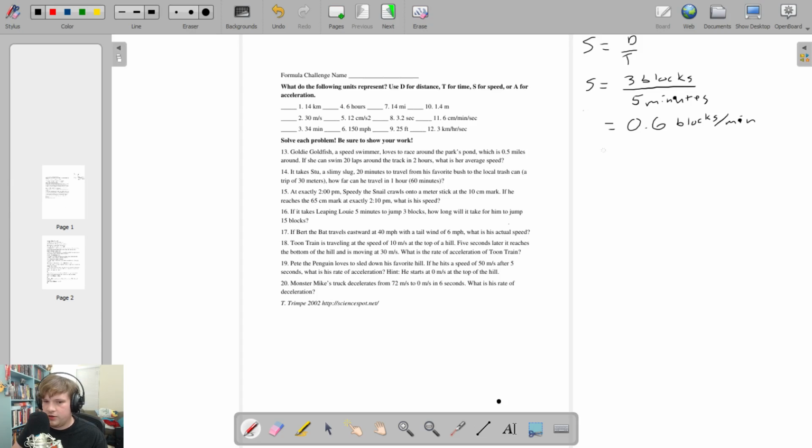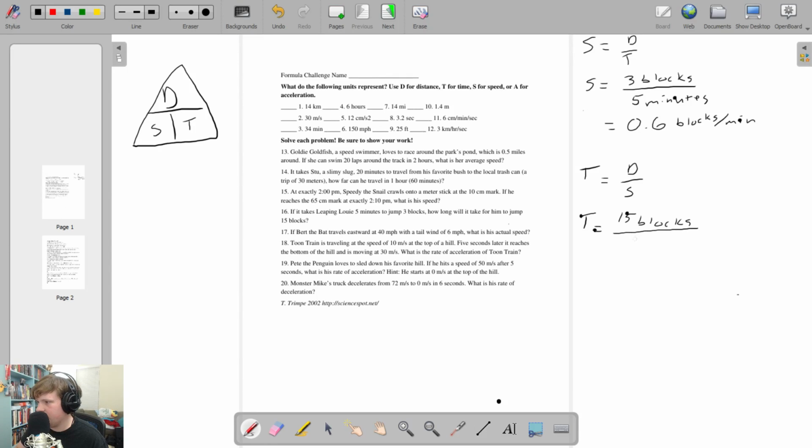All right, so now that we know her blocks per minute, and it is asking us for our time. So it says how long will it take. So anytime it says how long will it take, it's asking for time. So we need to rearrange our formula, and time is going to be equal to distance over speed. And remember, we can do that with our triangle. We have distance, speed, and time, all in our nifty little triangle. You can cover up time, and you'll see that it's D over S. So time is equal to distance over speed. And we found our speed. So now we're going to write out time is equal to our distance, which it says how long will it take them to jump 15 blocks. So we've got 15 blocks. We've got our speed, which is 0.6 blocks per minute.